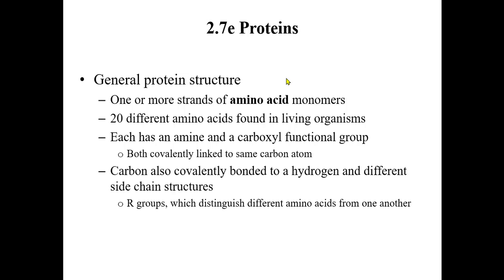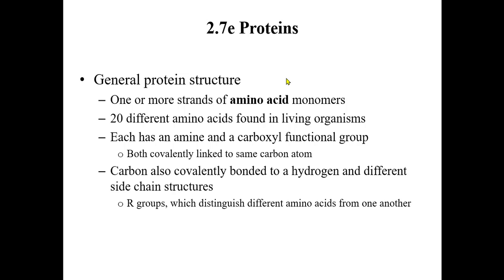So we have 20 known amino acids, and the combinations are like 20 to the 20th power. Huge. Now, each amino acid has two parts. One end of the amino acid is called the amino group. The other end is called the carboxyl group.